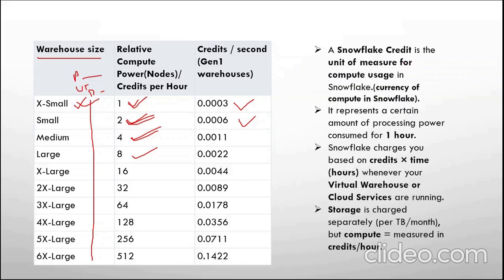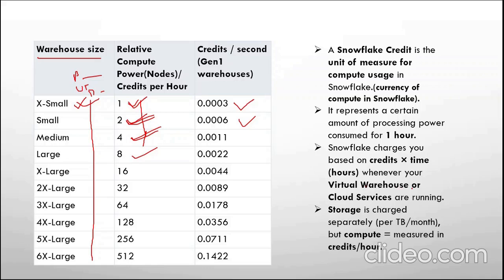So here, what is a Snowflake credit? A Snowflake credit is the unit of measure for compute usage in Snowflake. It means the currency for compute in Snowflake. It represents a certain amount of processing power consumed for 1 hour. This is hourly basis credit. So Snowflake charges you based on credits and time.